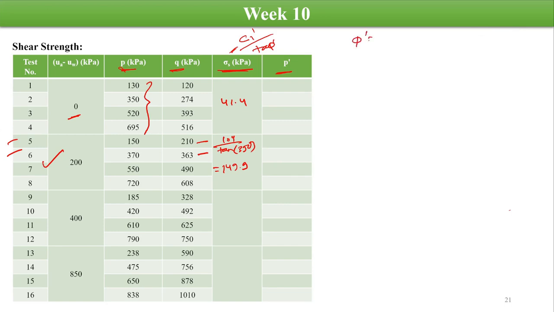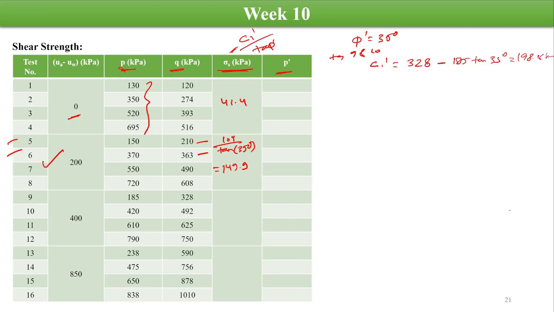Okay, so phi dash is remaining constant at 35 degrees. Let's call it for test 9 and 10. So if we calculate the value of c1 dash, then it will be equal to 328 minus 185 times tan 35 degrees. So it will equal 328 minus 185 tan 35 degrees. It will result in 198.46 kPa.